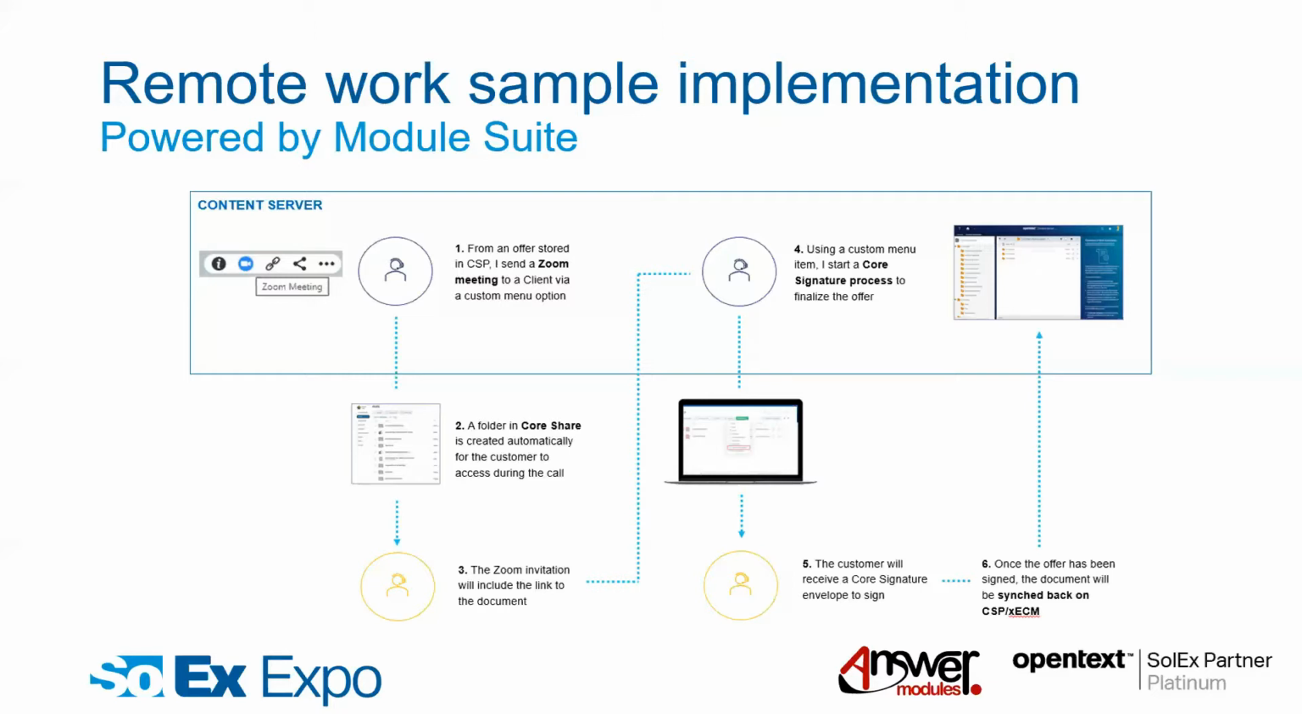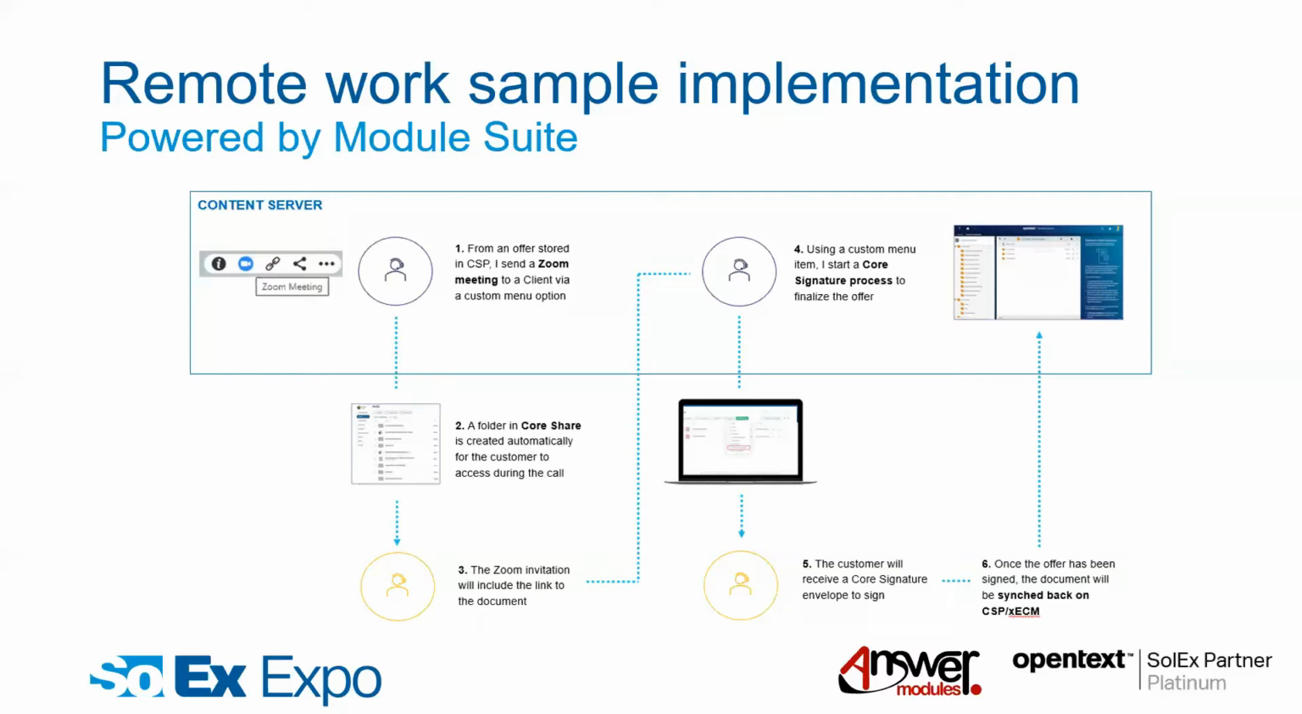Now, let's say that the Zoom session, the discussion with the customer, went well, and they are okay with signing that document. So again, with one click of a custom menu item within Content Suite, I can initiate the signature process through CoreSignature. Once that document has been signed by all parties, it can be automatically synced back onto Content Suite in order to have a very streamlined and automated process. So there's no having to go to a different service, downloading the document, and uploading it back onto Content Suite. Here, it's all seamlessly integrated.